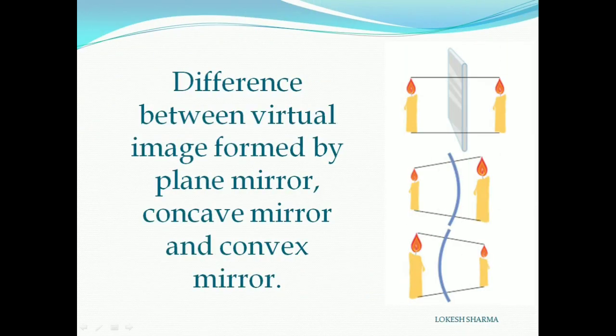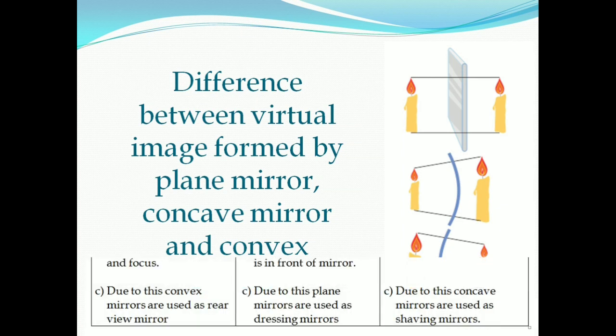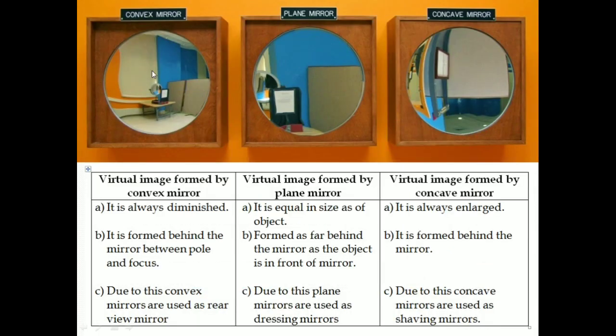Now we all know that plane mirror, convex mirror and concave mirror all form virtual images. Then what is the difference between the virtual image formed by plane mirror, concave mirror and convex mirror? We know that the convex mirror forms a virtual diminished image, whereas a plane mirror forms a virtual image of the same size and a concave mirror forms a virtual image larger than the object. So we can summarize the difference between the virtual images formed by the convex mirror, plane mirror and concave mirror in this manner.